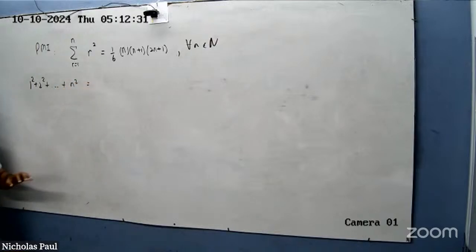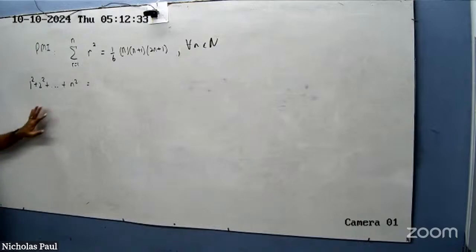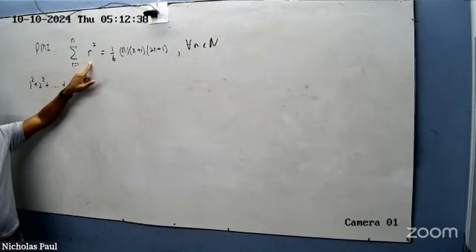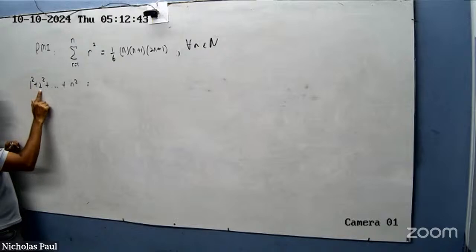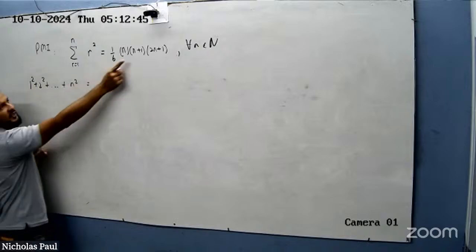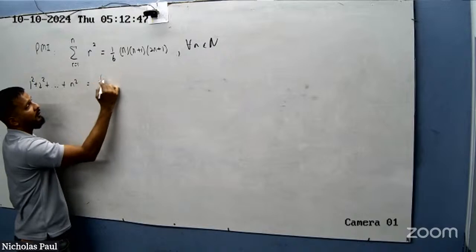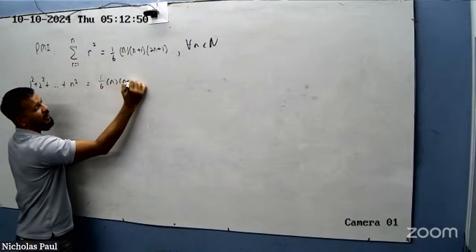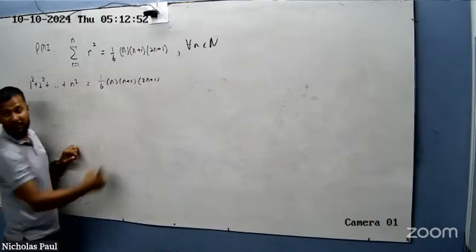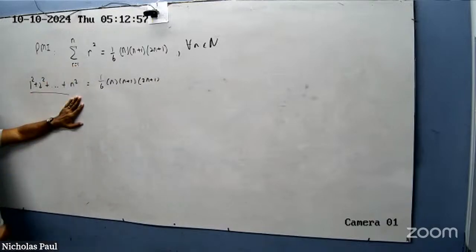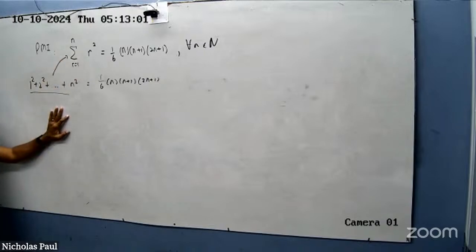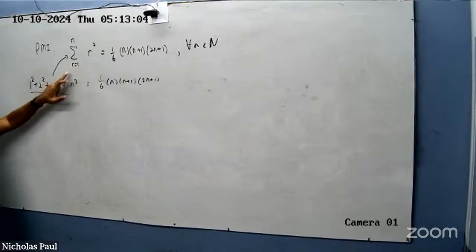Well, I'm going to point out something I'll show you from one of the past papers. Sometimes instead of giving it like this, they would just write 1 squared plus 2 squared plus up to n squared is equal to that same thing there. So if you see it like this, all you have to learn to do is to write this as a summation. So this is the same as this.